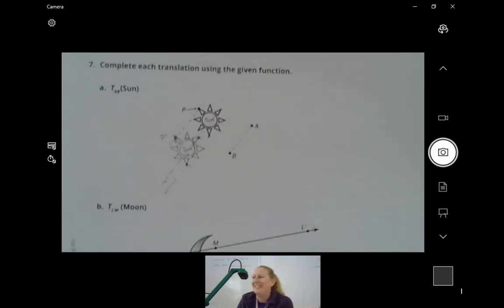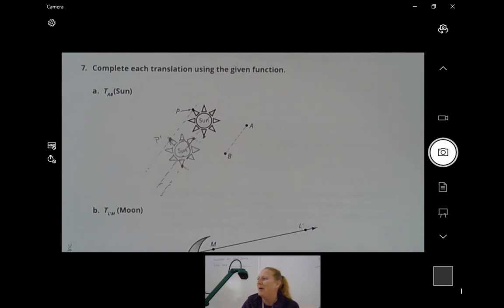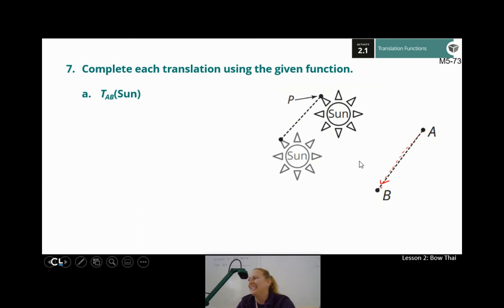Not the best drawing I've ever done. Not the worst either, though. So, kudos, credit to me. I'll take it. That's fine. And I translated my sun. Here's the digital one. It's kind of prettier, but I'm pretty proud of mine. I did okay.